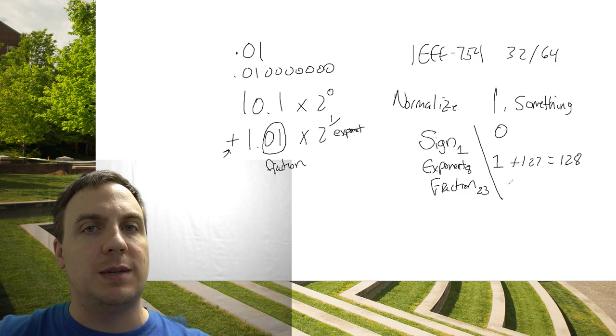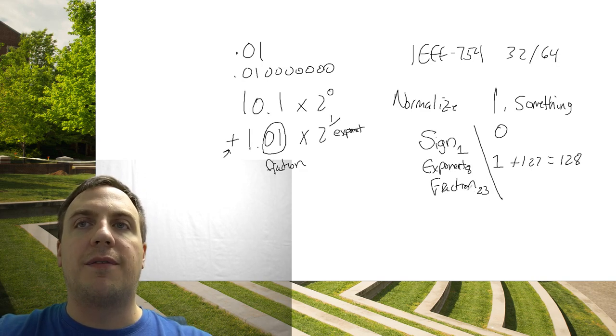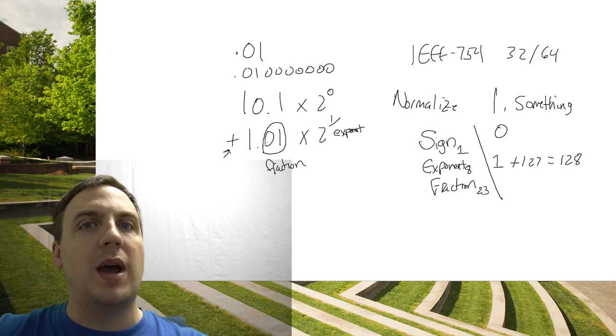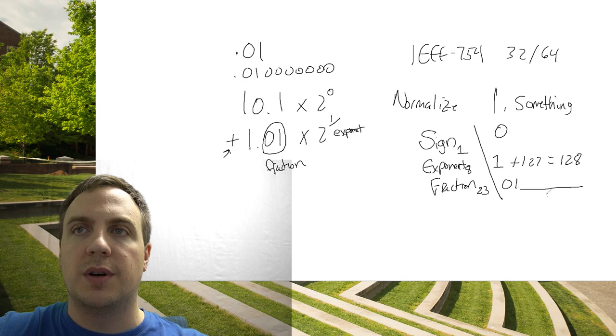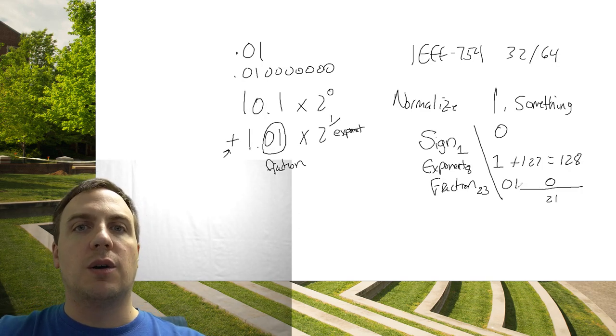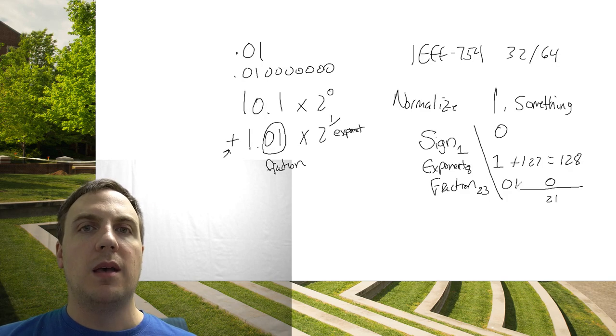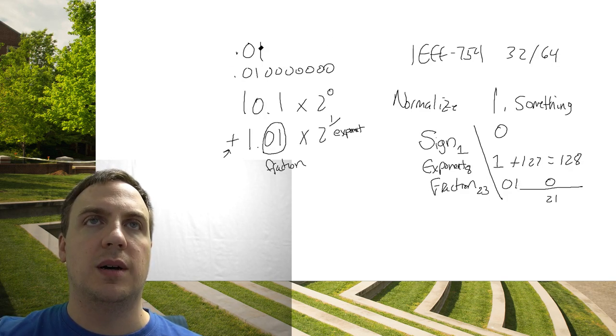Now remember, all this has to be binary, so eventually I'll be converting 128 into binary. And then our fraction is going to be whatever's to the right of the decimal point in normalized notation. So that's 0, 1, and then 21 zeros over here. Okay, so 0, 1, and then 21 zeros that follow that. So remember, whenever I ask you for this in IEEE 754 format, you're going to give it to me in hex. So let's erase some of this so that we can see what's going on.